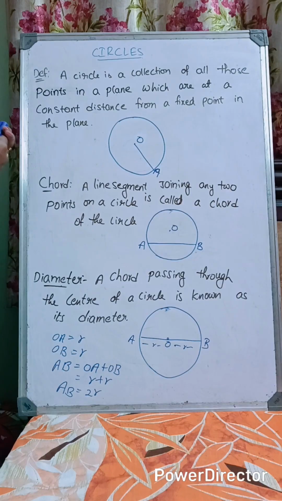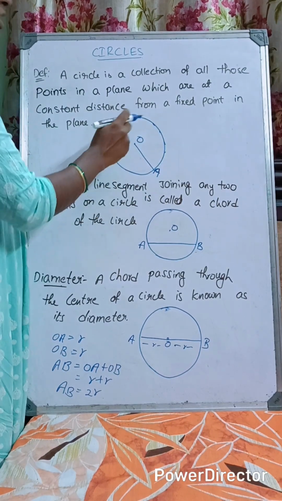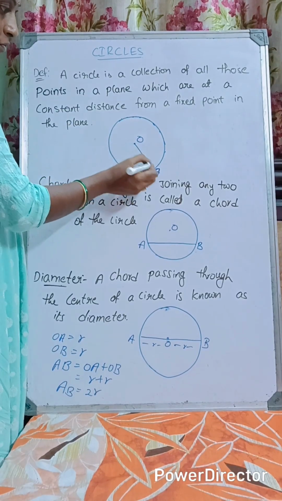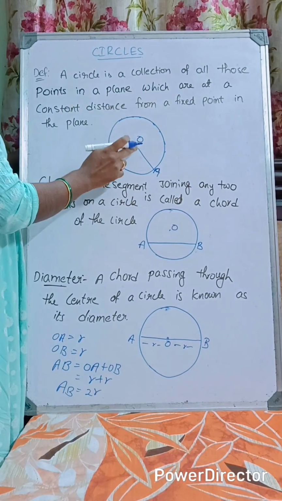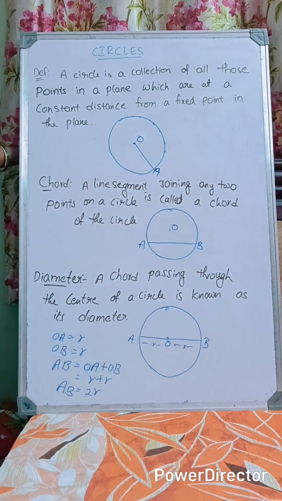So, here a circle is a collection of all points in a plane. Yes, all those points in a plane which are at a constant distance from a fixed point. What is that fixed point here? O. That we will call the center of the circle.